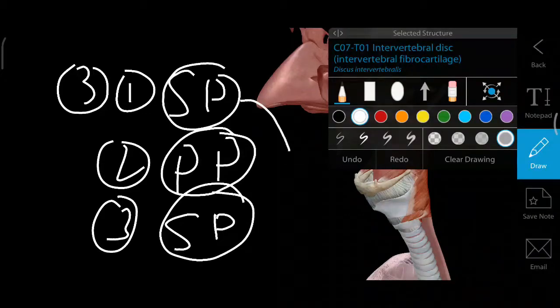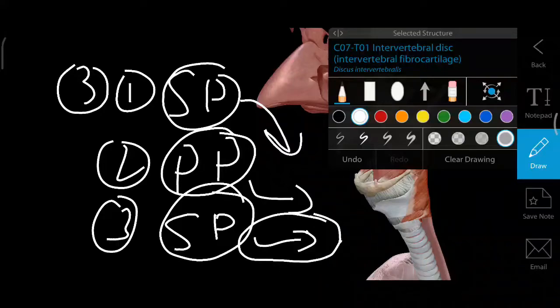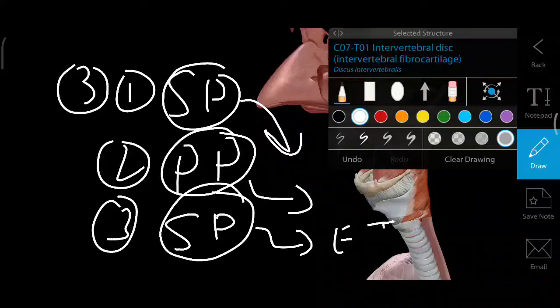As its name is the stylopharyngeus, it is going to originate from the styloid process. And as the name is the palatopharyngeus, this is going to originate from the palatine bone. And as this muscle is named the salpingopharyngeus, there is no structure called salpingo, so it originates from the lower part of the cartilage of the eustachian tube. Okay, so it will originate from the eustachian tube.